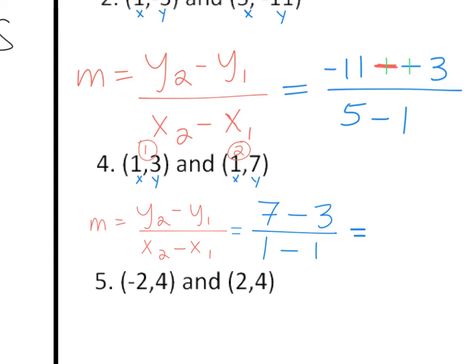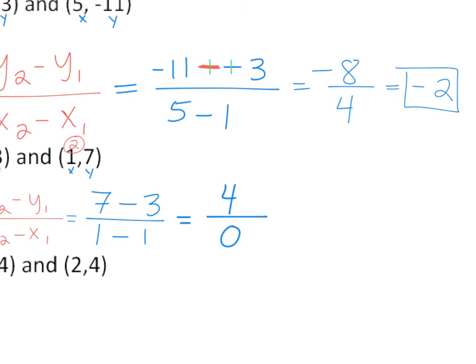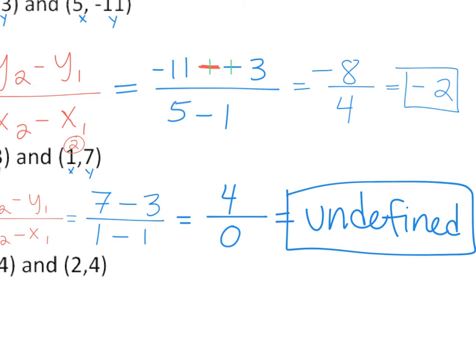7 minus 3? 4. 1 minus 1? 0. 0 is on the bottom. What do we say? Undefined. Undefined, because it's like having 4 cookies split evenly among 0 friends. Your friends don't get any cookies because you don't have any, and then Cookie Monster takes them all. Doesn't make sense? It's undefined. You have to say that. You'll get partial credit, of course, if you leave it as 4 over 0, but that's not the final answer.